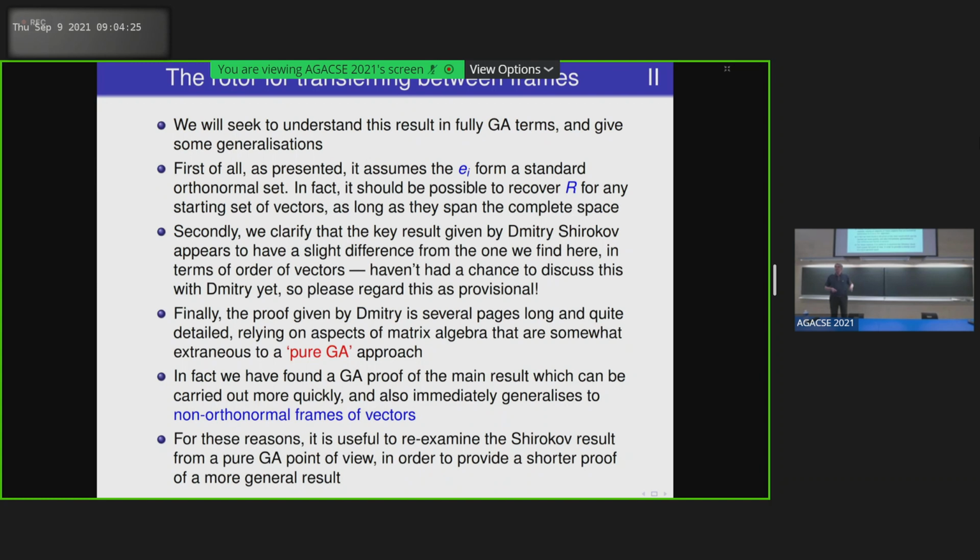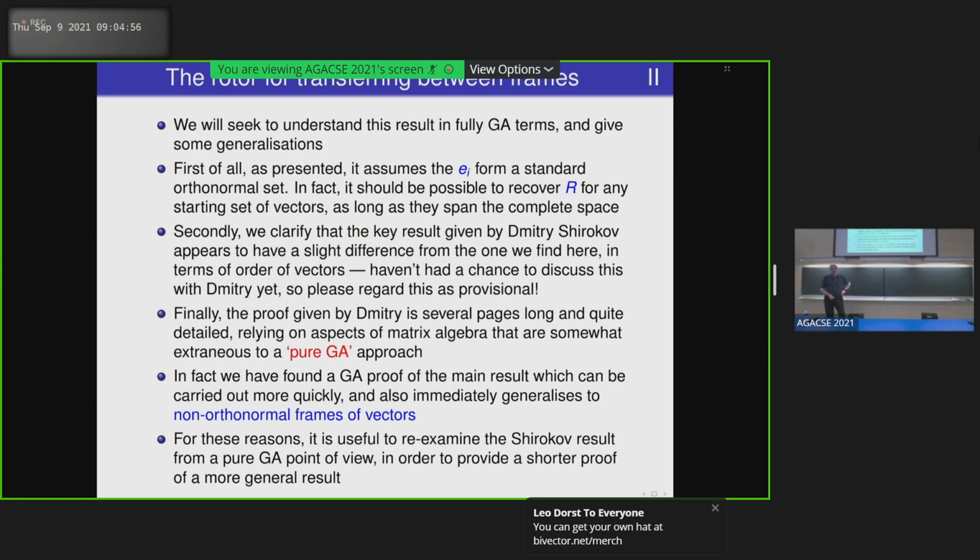So, what we're going to do that goes beyond the published proof. The published proof assumes that the e_i form a standard orthonormal set. In fact, it should be possible to recover R for any starting set of vectors as long as they span the complete space. So you can have any non-orthogonal frame to start with that gets rotated to another frame that is also non-orthogonal.